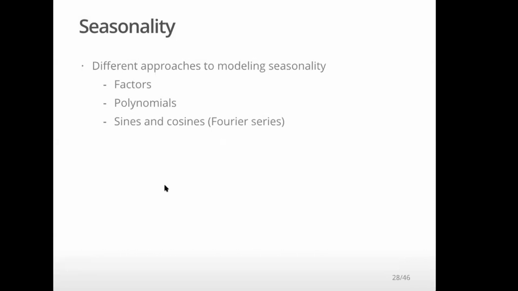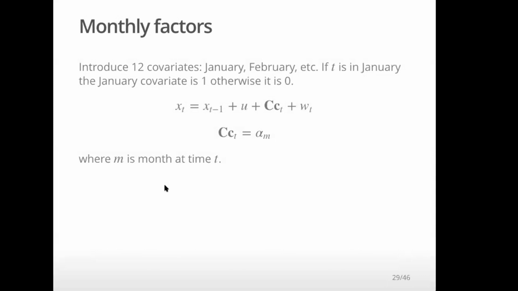And I'm going to talk about 3 different approaches that we could use: factors, polynomials, and sines and cosines. So with a factor approach, we are basically going to be estimating a coefficient, a level, for each month separately. I'm going to talk about monthly data here. If you had quarterly data or hourly data, you're just changing the period of the data.